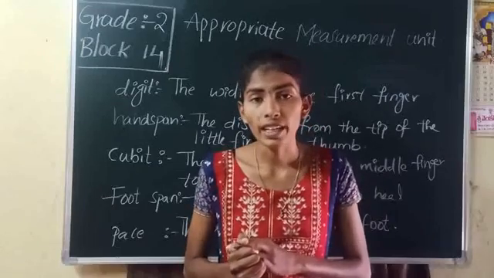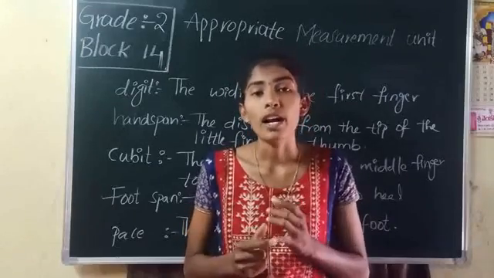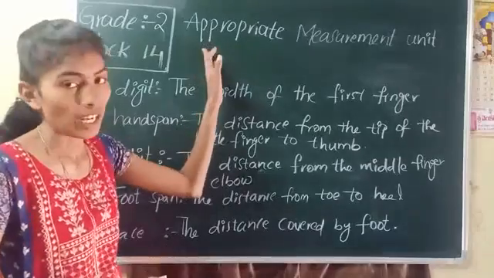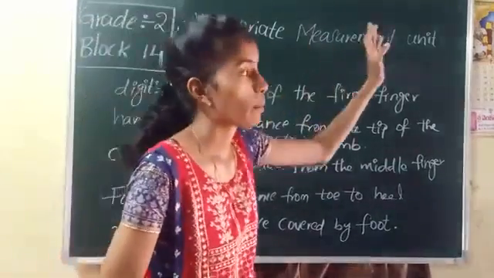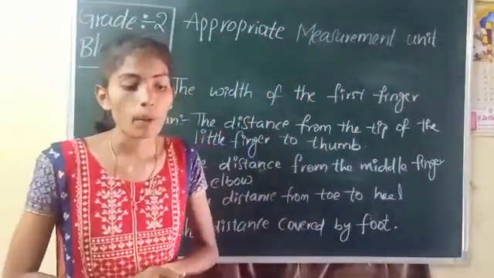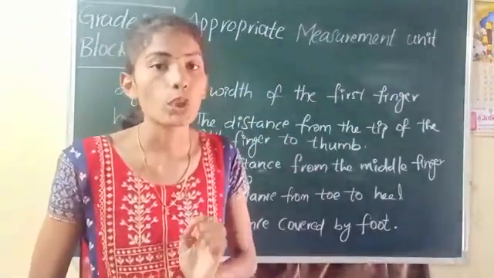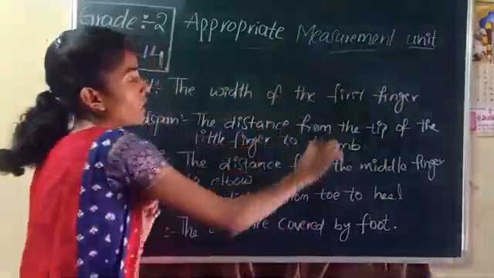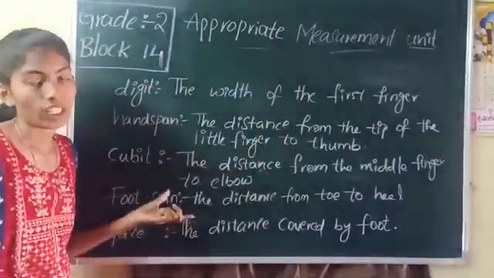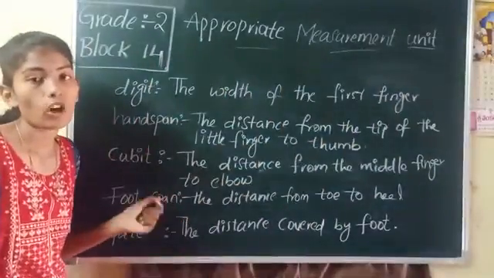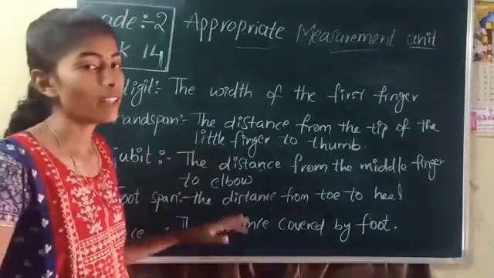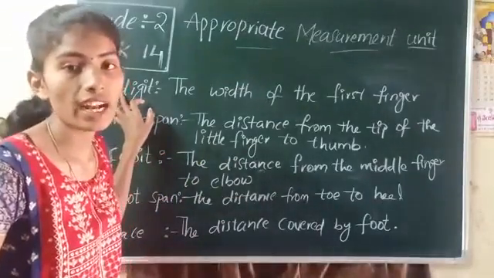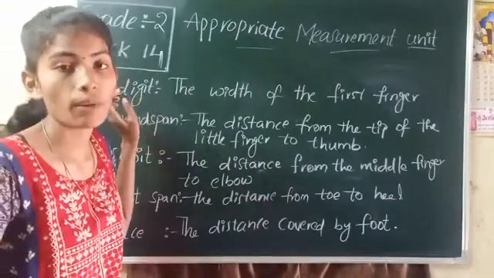So do you know that? Yes, the body parts. So in this class we are going to learn appropriate measurement units. To measure the length we will take some body parts. We can measure the length by using our body parts. What are they, children? Digit. So we can measure the length by using our digit also.